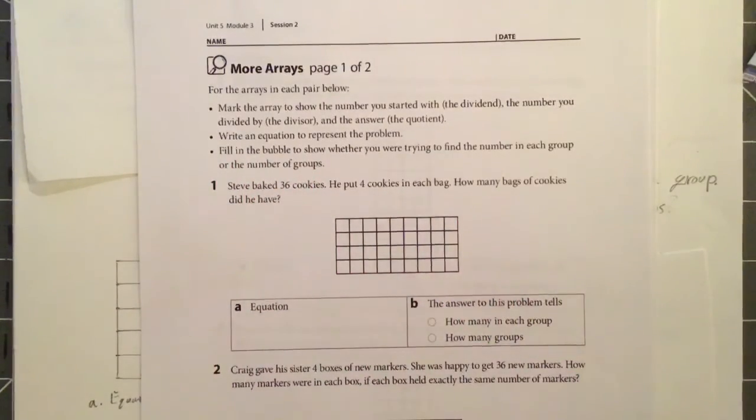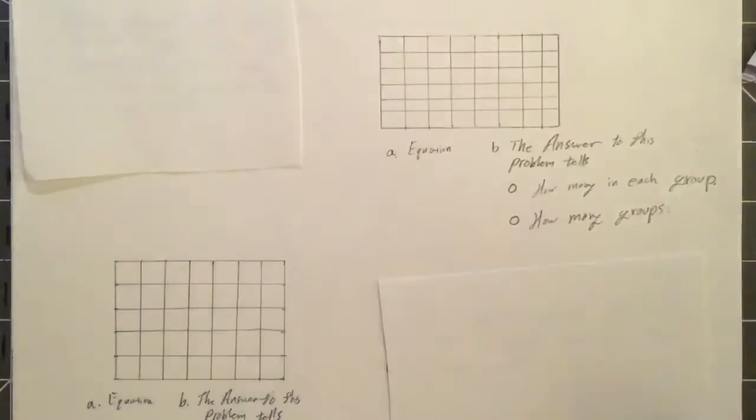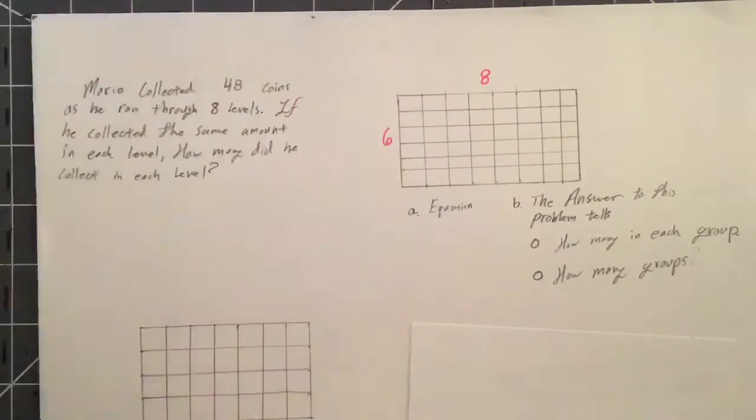Steve and 36 cookies, but we're not going to do that one because if we did that one, then I would be doing your work for you. Instead, we're going to do something I made up. All right, we're going to do these examples, and we have one written out for you right here. I even hand wrote these.